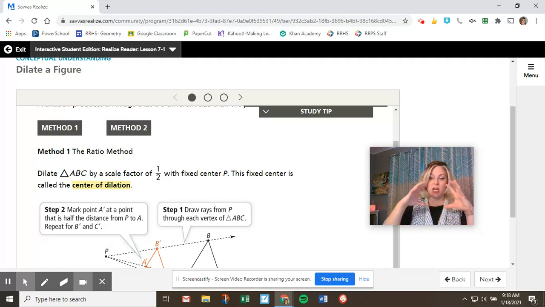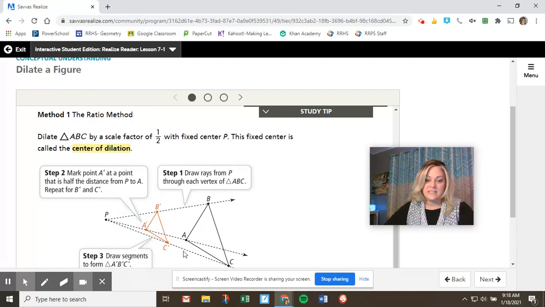So to dilate a figure, now keep in mind, a dilation is literally that. It's making something bigger or smaller. The key is that it still looks like the original figure. So if you had a photocopy, for example, and you shrunk it or enlarged it, it still looks like the original, but it's just enlarged or decreased in size. So that's what a dilation is.